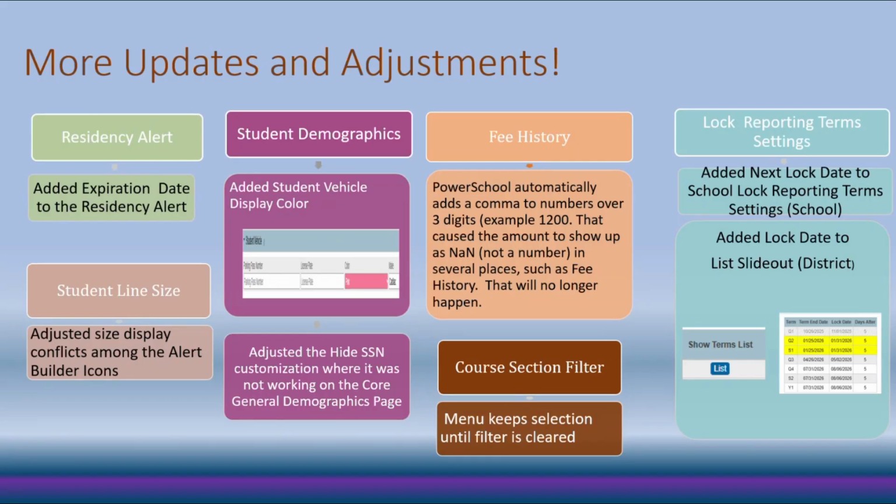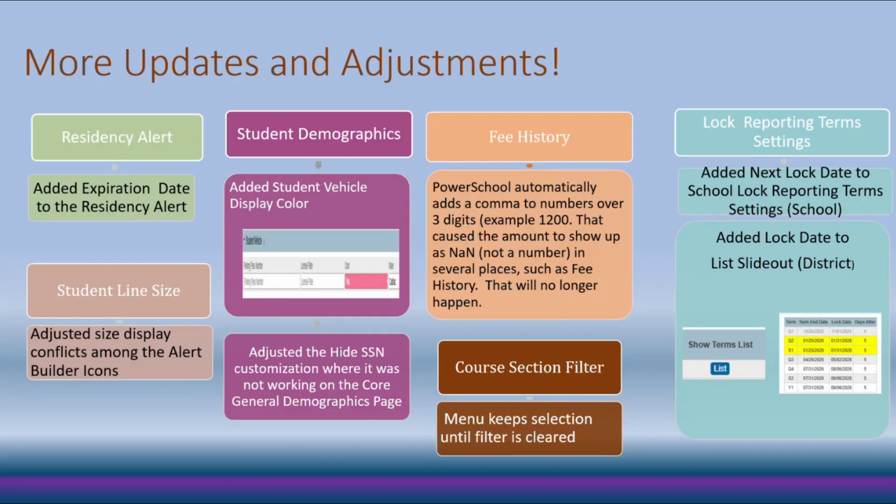Fee history, PowerSchool, and I think this was a change because it was never a problem before. If you have a large fee, for instance, $1,200, PowerSchool is now automatically adding a comma. So 1,200. That caused our fee history screen to show an NaN, which is not a number. So Corey has fixed that.